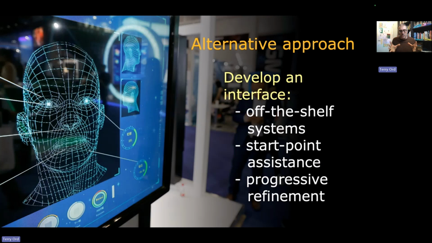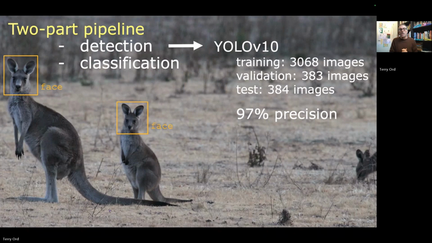They decided that the best approach would be to develop an interface that marries together existing open source off-the-shelf systems to provide a kind of assistance tool, a start point that people can start using to train a neural network for the individual recognition of their animals, and that they can then progressively refine that network without programming skill. So there's progressive training or progressive refinement.